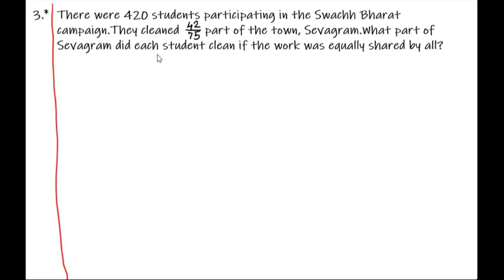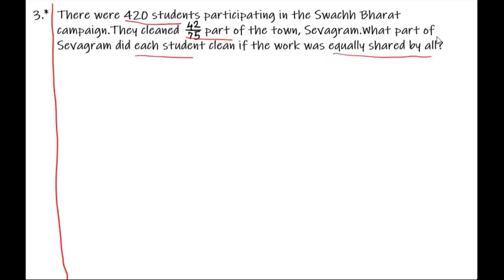So now let's see what we have to find out. What part of Sevagram did each student clean if the work was equally shared by all? So now you have to find out the part cleaned by each student when the work was equally shared by all. Now just see what they have given to you. First thing, number of students. Then they have given the part cleaned by all of them. And what you have to find? The part cleaned by each student when the work was equally shared by all.